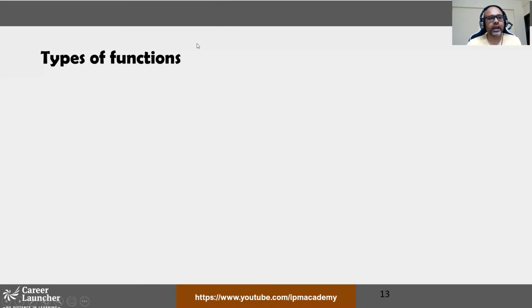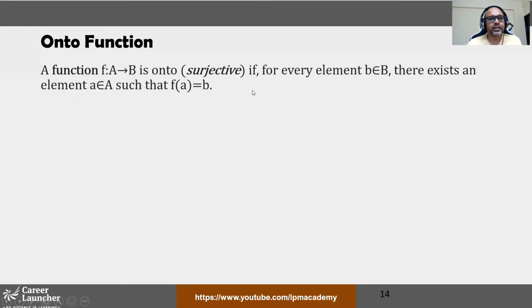Okay, we are now going to look at the next type of function, which is called an onto function. So let us understand what this animal called an onto function is. First of all, notice that it is also called a surjective function. I don't know why they give so many names, but you have to learn them. A function from A to B is called surjective or onto if for every element of B there exists an element in A such that f(a) is b.